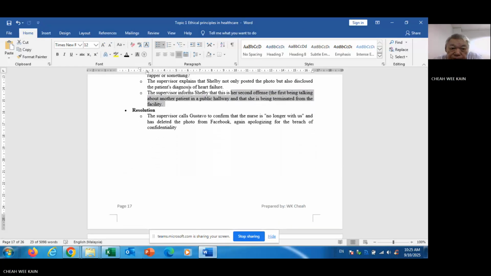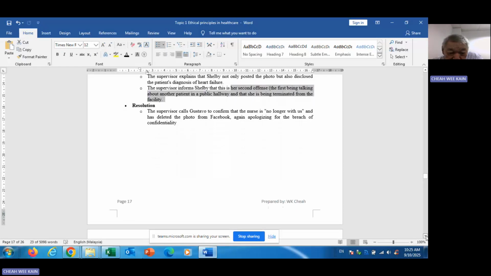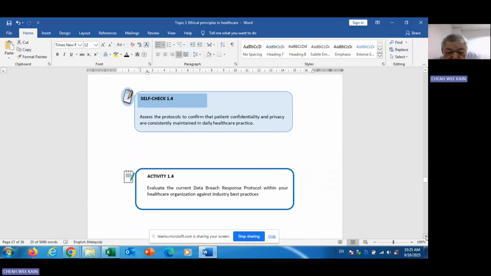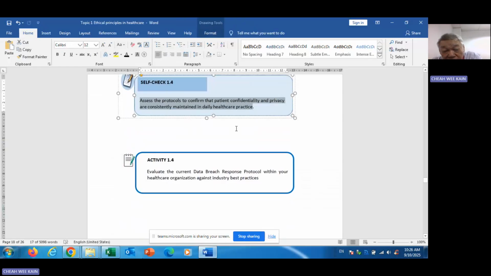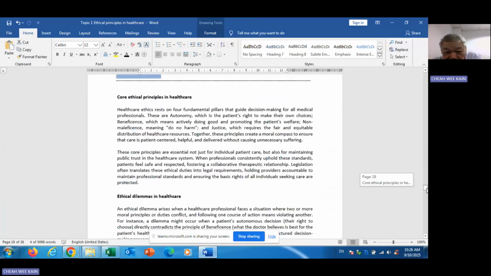Okay, so the resolution: the supervisor called the son to confirm that the nurse is no longer with us and has deleted the photo from Facebook, again apologizing for the breach of confidentiality. Okay, so what you want to do is look at this self-check question: assess the protocols to confirm that patient confidentiality and privacy are consistently maintained in daily healthcare practice. Look at the word daily, not selectively. Okay, so we now look at 1.4.